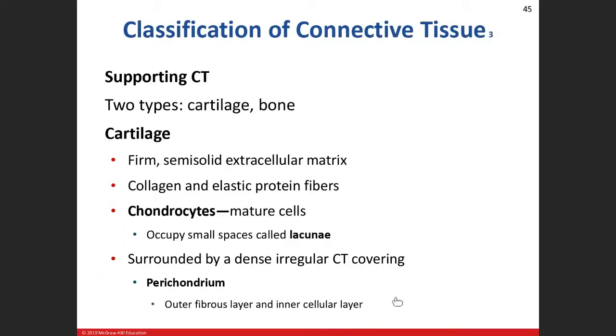All right, questions so far on that? That was the first type of connective tissue proper. The other stuff is not as hard.